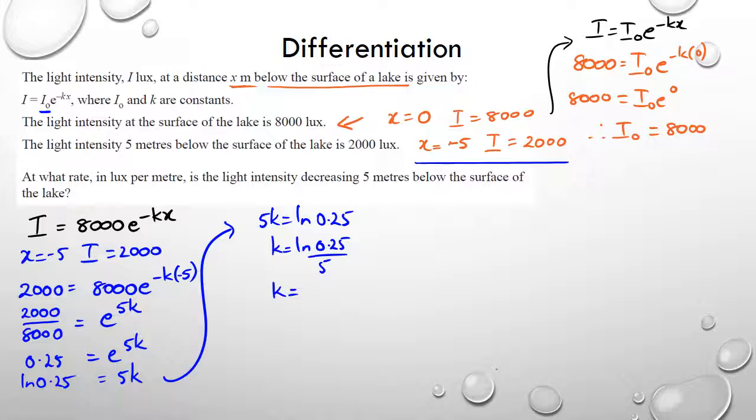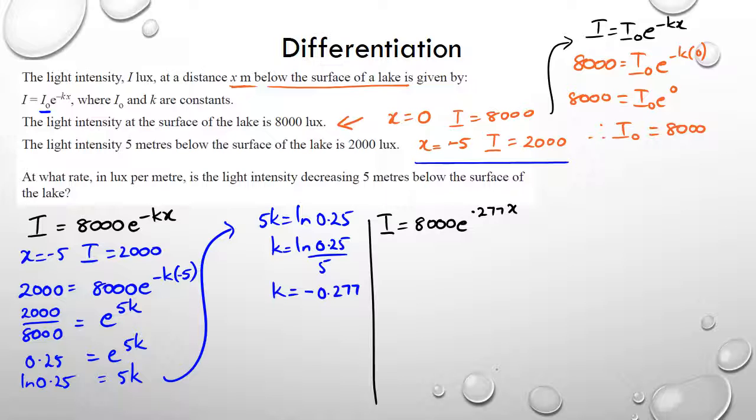So then k equals negative 0.277. So once we have this, we now can go back and differentiate the actual equation, the intensity equation, because we have intensity equals 8,000 e to the power of, now we said negative k, so negative times negative k would become positive k. So I'm going to write this as 0.277x.